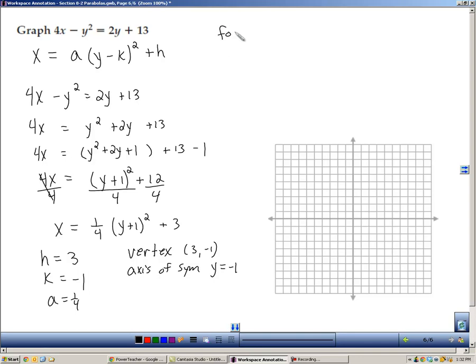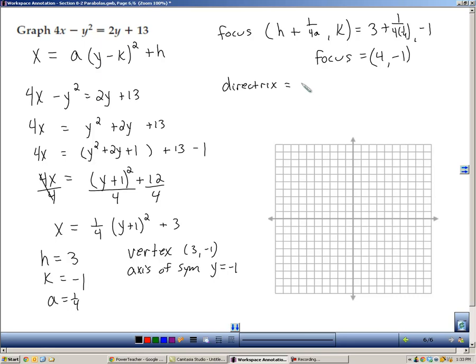I'm going to go up here and find the focus. If you go back to the concept summary, you'll see that the focus is h plus 1 over 4a, and k. That's the ordered pair that makes up your focus. So for ours, the h will be 3 plus 1 over 4 times, and my a is 1/4. And my k value I already know is -1. So doing algebra here, 4 times 1/4 is 1, 1 over 1 is 1, and 3 plus 1 is 4. So we now know that my focus point is at 4, -1.